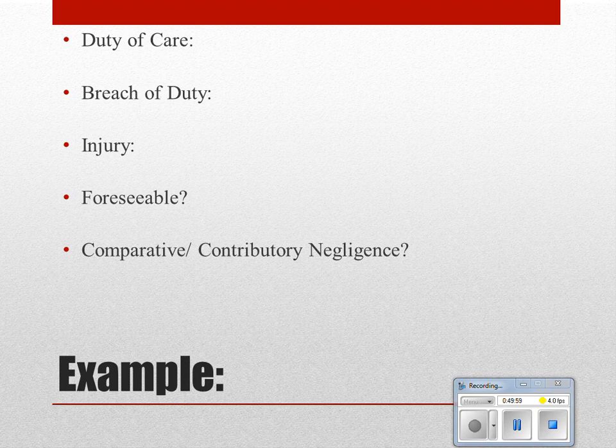Okay, so for examples, we're looking for comparative, contributory negligence. What did we come up with? Example. Aaron, you want to go first?